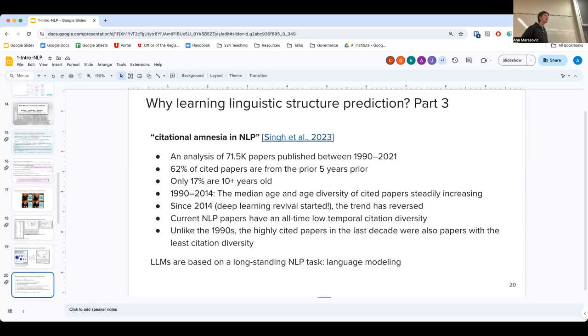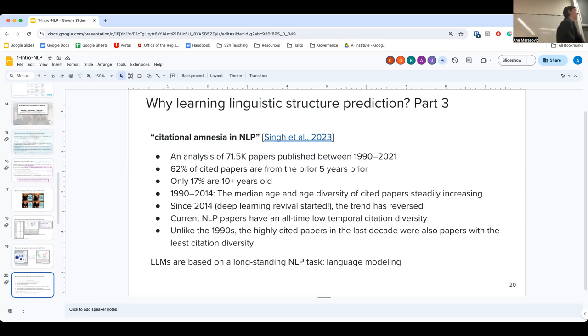In this paper last year, these researchers did an analysis of over 70,000 papers published between the 90s and 2021. And they found that 62% of cited papers are from the prior 5 years only, and only 10% are 10 years old. Before 2014, and remember that's when the deep learning revolution had started, the median age and the diversity of citations was steadily increasing. So people were better at citing older works, acknowledging and attributing where original ideas have actually come from. And then in 2014, things changed because the field became ultra speed.